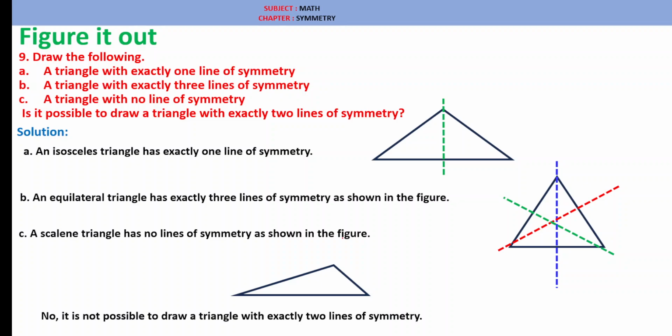See, and this, is it possible to draw a triangle like this? No, it's not possible to draw a triangle with exactly 2 lines of symmetry. If it is an isosceles, we know that we can draw only 1 line. If it is an equilateral triangle, we can draw 3 lines. If it's a scalene, we don't have any line of symmetry. Thus, it's not possible to draw a triangle with exactly 2 lines of symmetry.